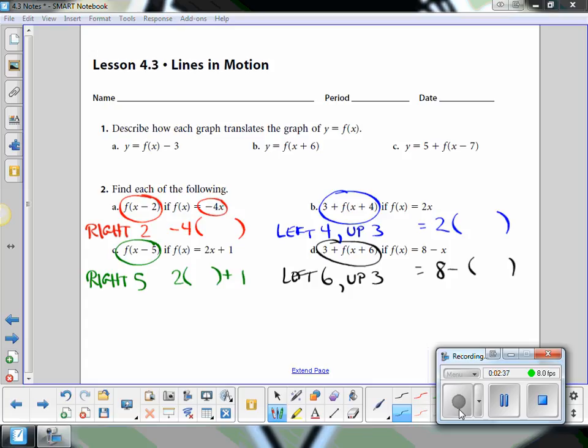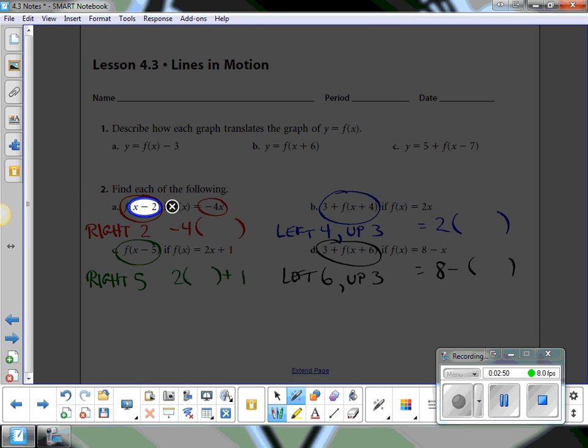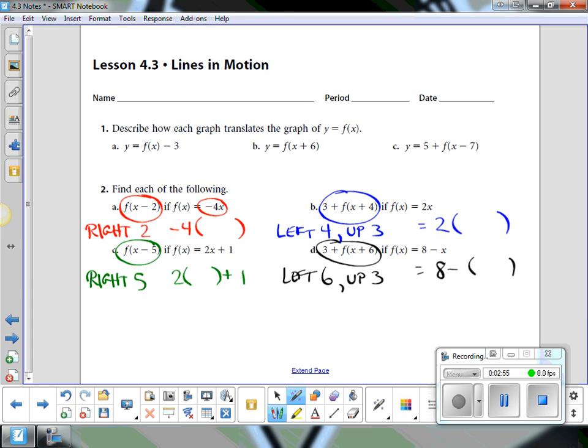All right? So we need to think about what we're going to put in those parentheses to make it go right 2. So going back to part A, instead of just negative 4x, it's going to be negative 4 times that. You put x minus 2 in the parentheses there. So the new function that's going to make it shift right 2 would be negative 4 times x minus 2. That's the answer for part A.